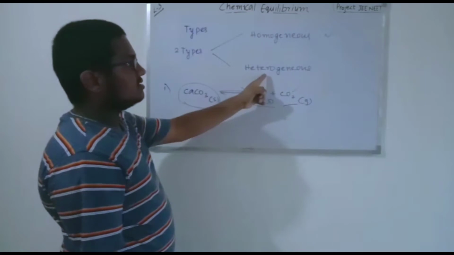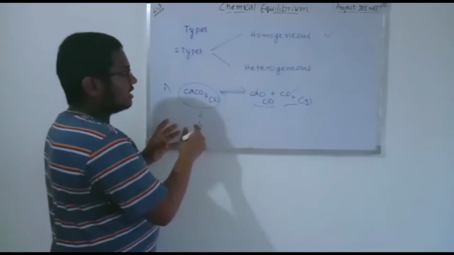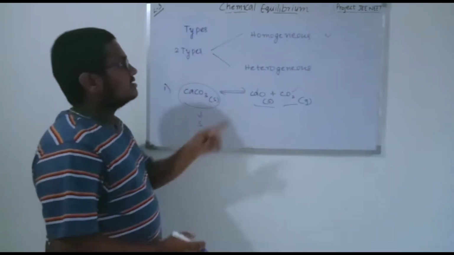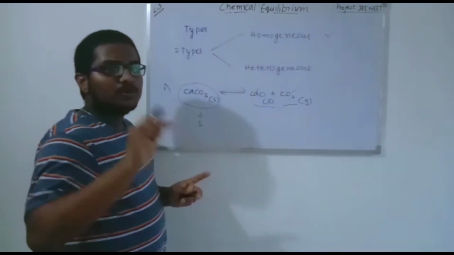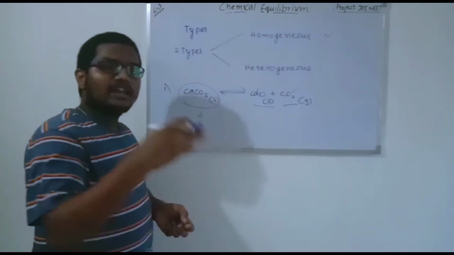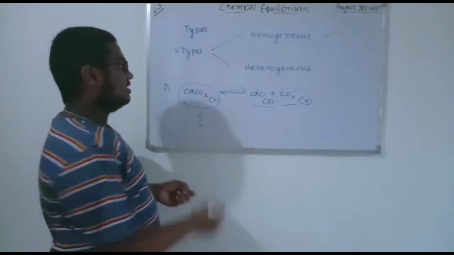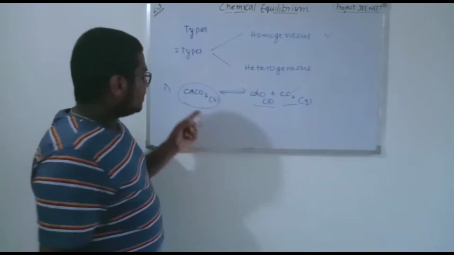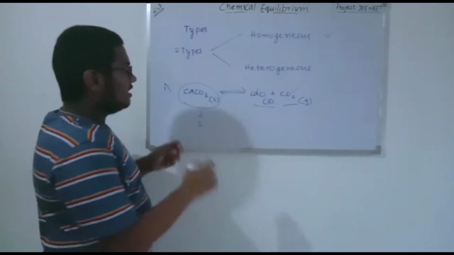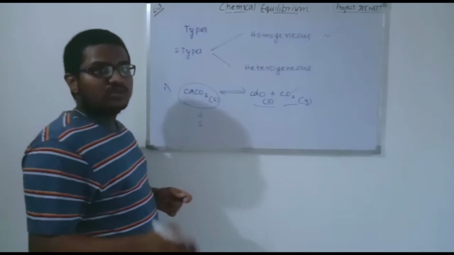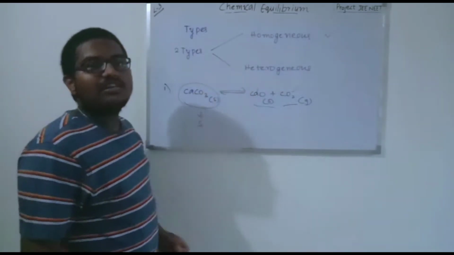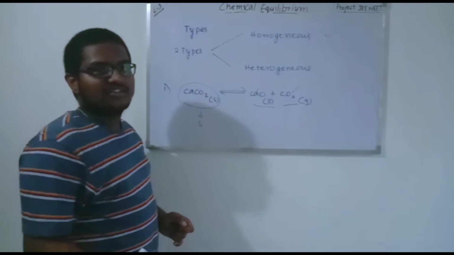So in heterogeneous equilibrium, there can be different phases. In homogeneous equilibrium, there should be only one phase, either solid, liquid or gaseous. But in heterogeneous, there can be different phases in a single reaction. This must be noted. This is the main difference between homogeneous and heterogeneous reactions.